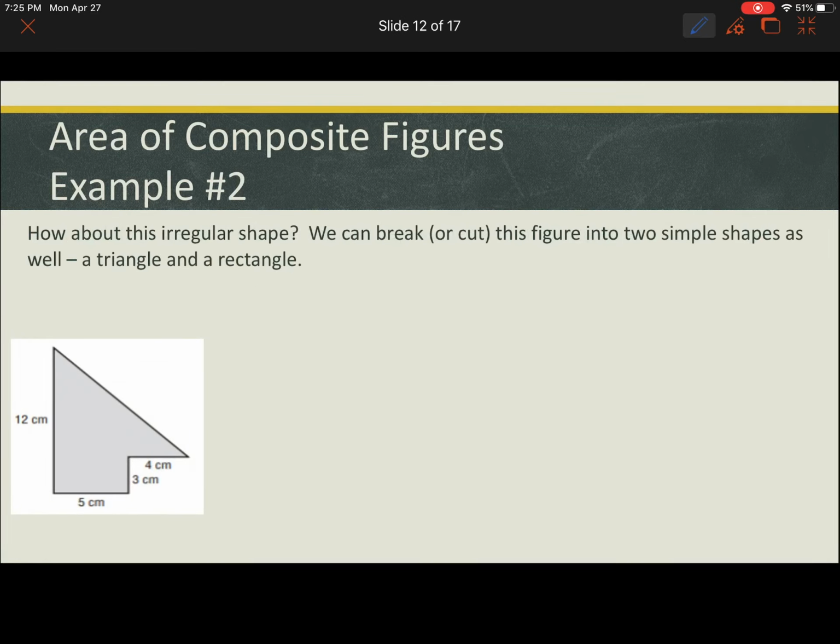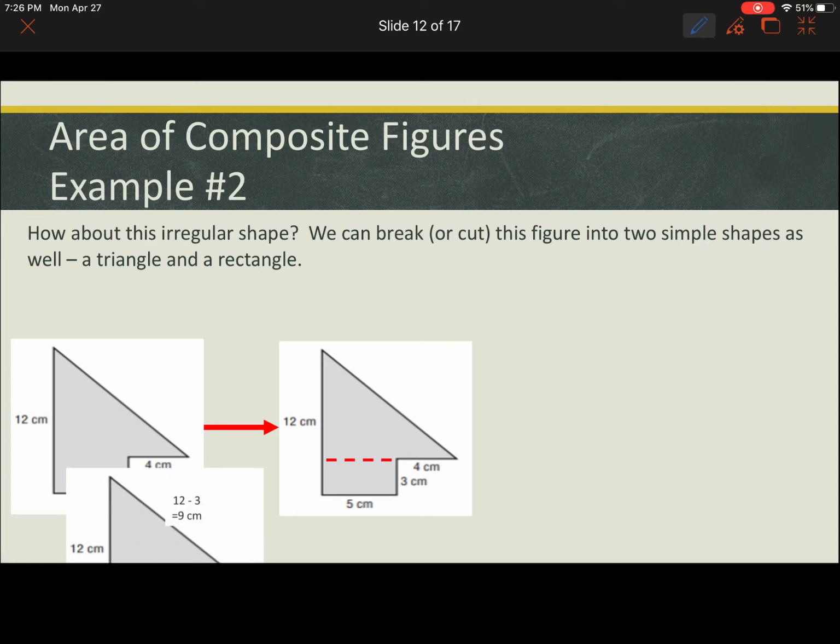Now, take a look at this irregular shape. Again, we can cut it, and we're going to cut it right along the bottom there. And we see we have two simple shapes again, a triangle and a rectangle. But you have to be careful. Take a look at those dimensions.